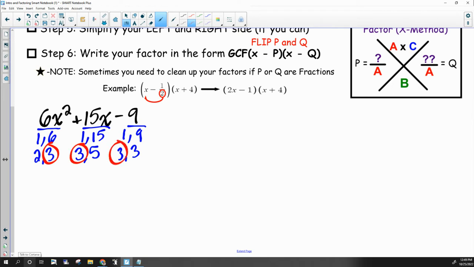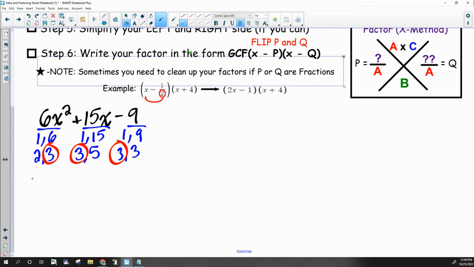There will be times when your quadratic does not have a greatest common factor, and you get to just skip this step. We have a greatest common factor, and now that we've found it, we now have to factor it out. We have to take it out. Okay? So we need to divide out a 3 from each term.